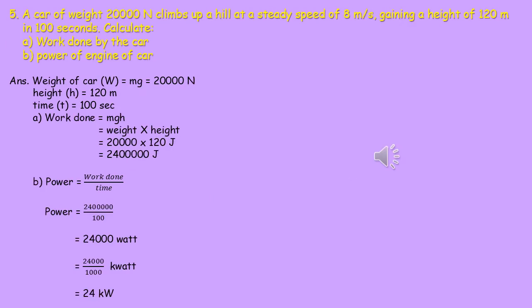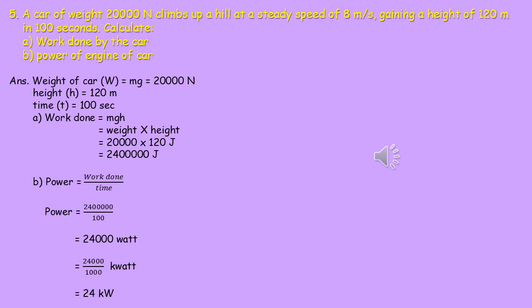Next question. A car of weight 20,000 Newton climbs up a hill at a steady speed of 8 meter per second, gaining a height of 120 meter in 100 seconds. We have to calculate the work done by the car and power of engine of the car. So weight of the car, W is equal to mg, that is 20,000 Newton. It is given in the question. Height h is equal to 120 meter and time is given 100 seconds.